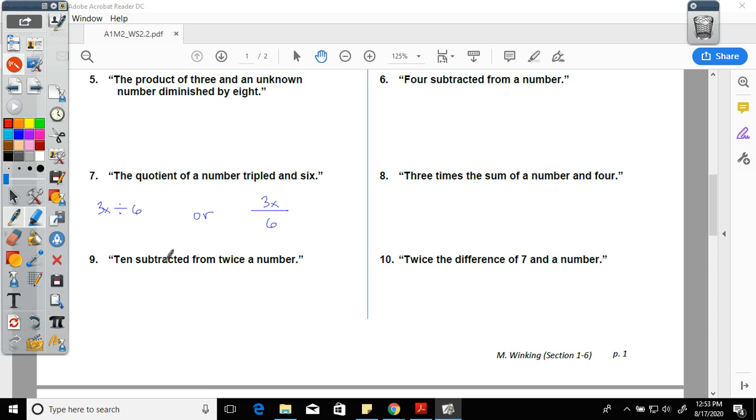Okay, got to be careful here. 10 subtracted from twice a number. All right, so a lot of people, what they do is they see this 10 subtracted, they put the 10 first, but 10 is being taken away from twice a number. So this twice a number needs to come first. So 2x, and then we're taking 10 away from it. So 2x minus 10.